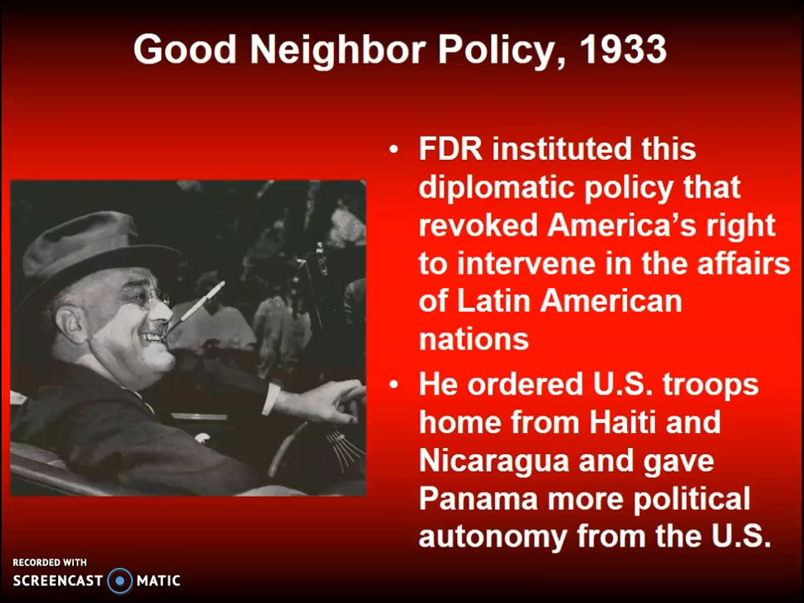Roosevelt had laid out his good neighbor policy in 1933, in which he basically went against what Theodore Roosevelt had said, saying that the United States did not actually have the right to interfere in the domestic affairs of Latin American nations. He will withdraw U.S. troops from Haiti and Nicaragua and give Panama more political autonomy. These were wildly popular moves during the period.